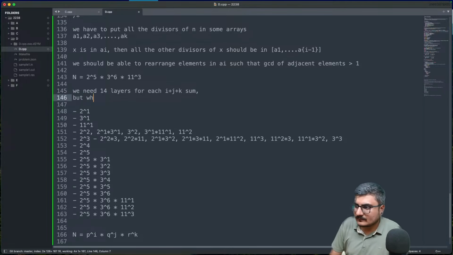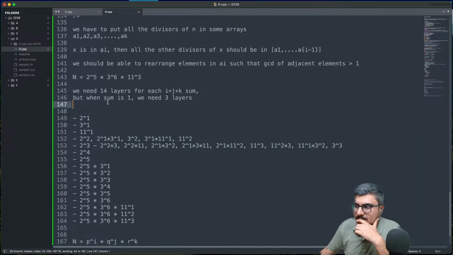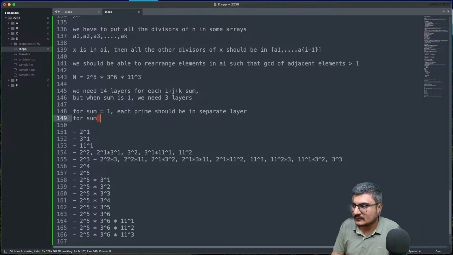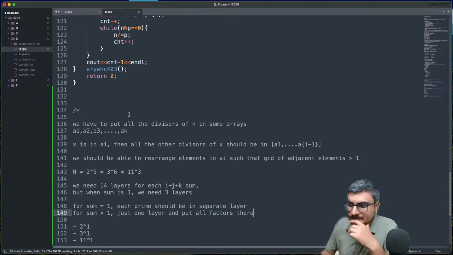But when sum is 1, we need 3 layers, because you cannot have all the, basically, each prime should be in a separate layer. So this is where we are.